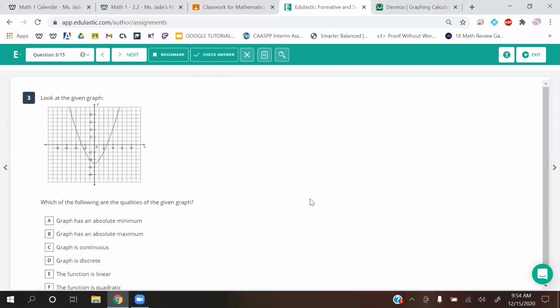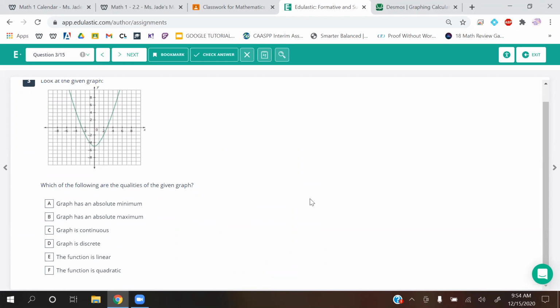Look at the given graph. Which of the following are qualities of the given graph? Okay. So let's see. A and B says graph has an absolute minimum or maximum. So a minimum is a very low point on the graph. Absolute minimum is like the lowest point on the graph. Absolute maximum is the point where it's the absolute highest on the graph. So let me draw some for you. A minimum would look like that. This would be the minimum, and this would be the maximum. Another way a minimum could be a corner, or a maximum could also be a corner. It doesn't have to be curvy or straight.